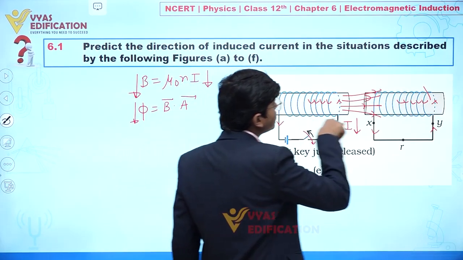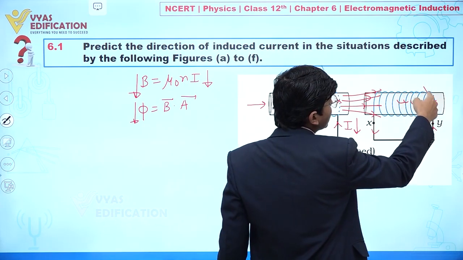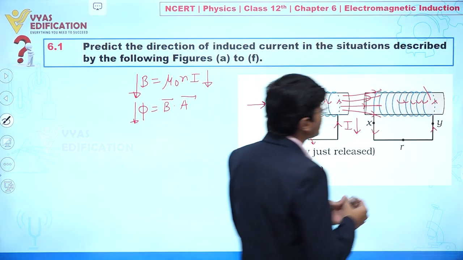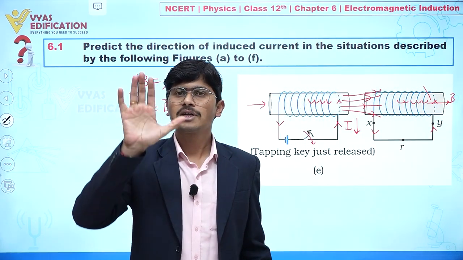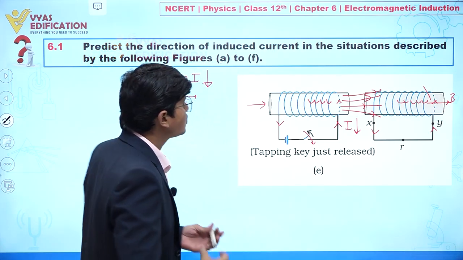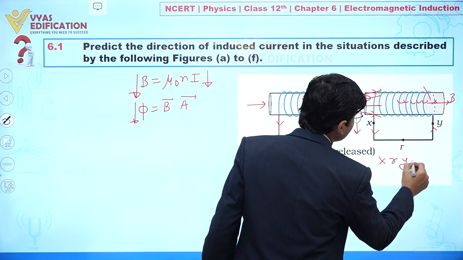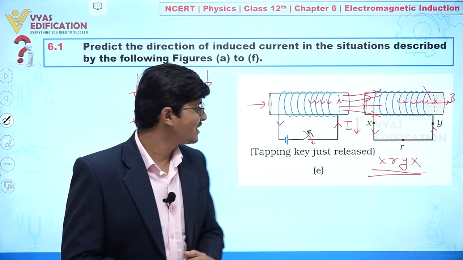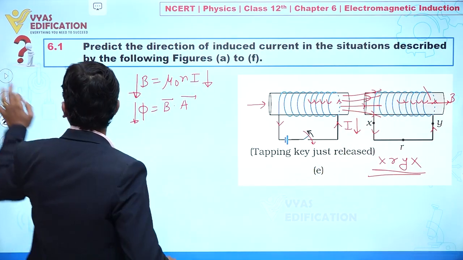If you are observing from this side, this current will be flowing in a clockwise direction. You can say this is the backward one, this is the front one. Clear? So in clockwise direction, what is the direction of magnetic field? In this direction. If you curl your finger like this, at the time we can say this is the direction of magnetic field. So now you can say here we have direction of current X, R, Y and again X. Clear? This is all about part number E.